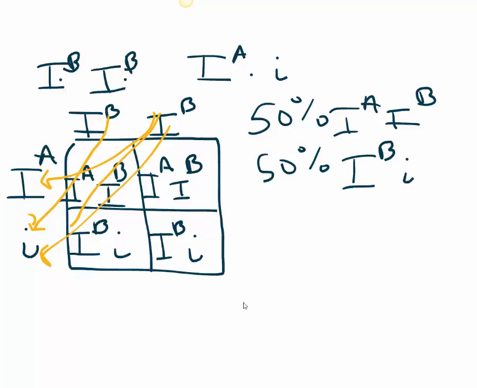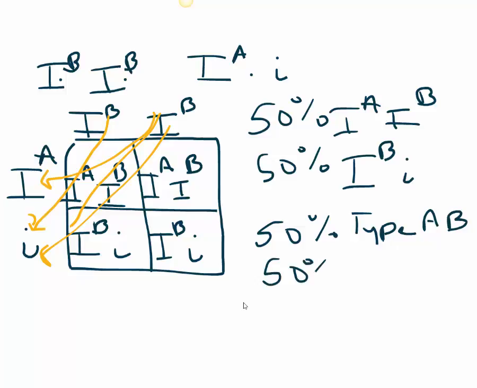So as a result, for the phenotypes, 50% are going to be type AB blood, because again, they're codominant. One does not override the other. And 50% are going to be type B, because the little i is considered a recessive allele, so this individual is going to have whatever the dominant allele is, either A or B, and in this case it's B, so it's type B blood.